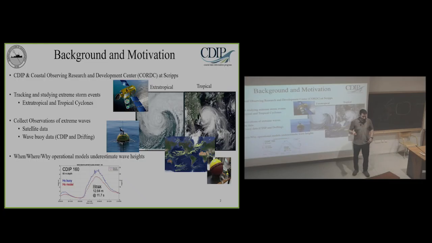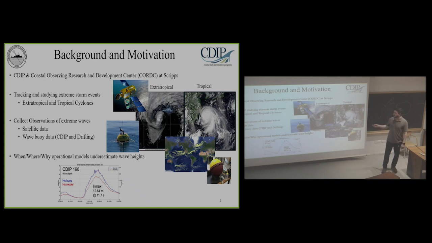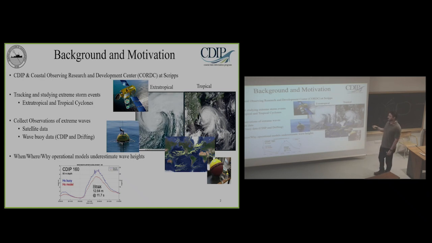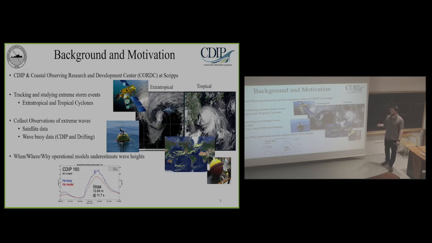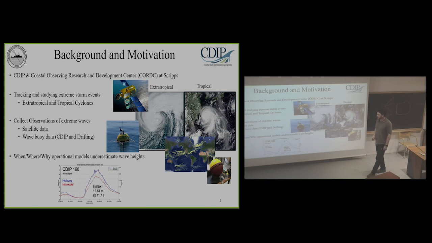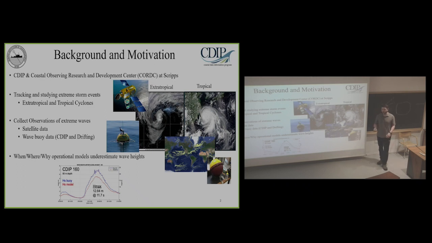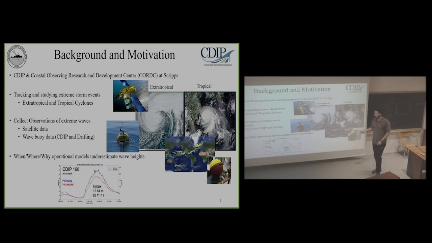So I don't think a lot of you know me here, but I work at Scripps as a researcher, working in between CDIP and the Coastal Observing Research and Development Center, which focuses mainly on R&D work for observational techniques. I am very interested in extreme storm events, mostly in the form of extratropical and tropical cyclones, and collecting data so that we can look at these extreme events and try and piece together why there's always this bias in models not being able to predict or forecast the extreme events, often off by an order of a few meters.